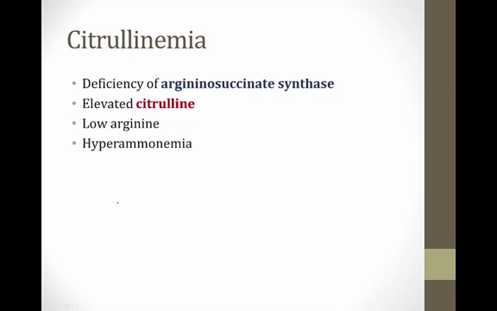There is another urea cycle disorder called citrullinemia. This is a deficiency of the enzyme argininosuccinate synthase. It results in elevated citrulline levels, as the name implies. In addition, the levels of arginine are low, and there is hyperammonemia, as there is with any urea cycle defect.